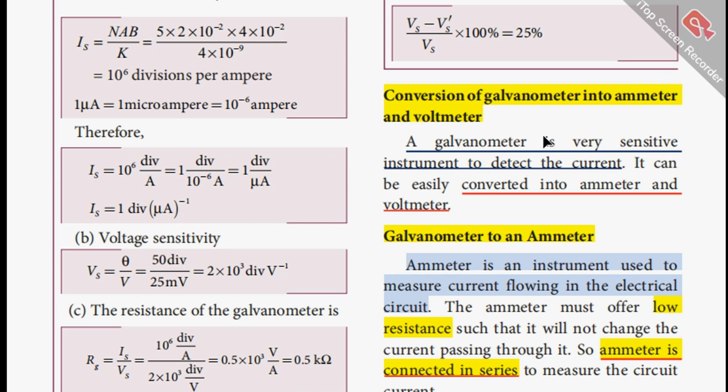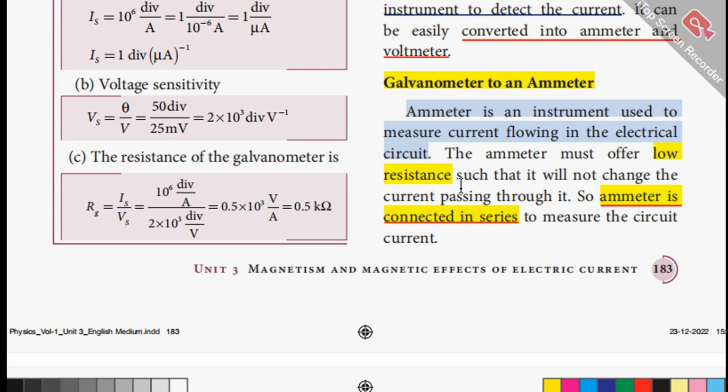First of all, let us see what a galvanometer is. It is a very sensitive instrument to detect current. Therefore, it can also be converted into an ammeter as well as a voltmeter. Now let us see how this galvanometer can be converted to an ammeter.